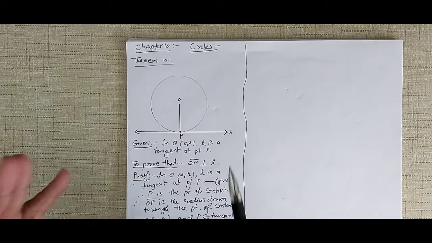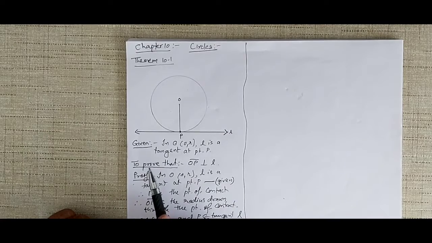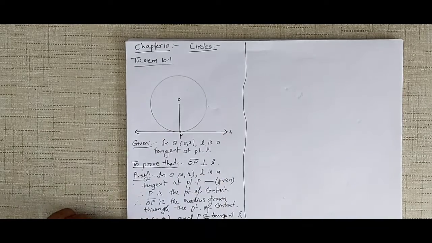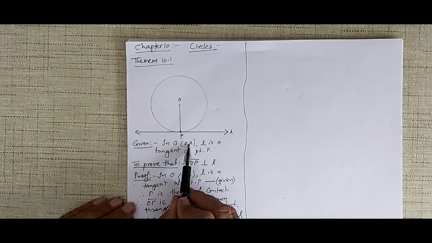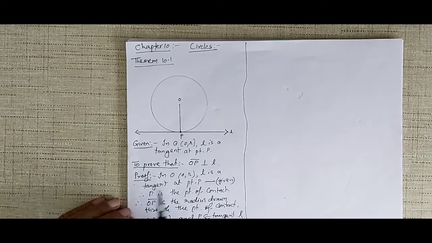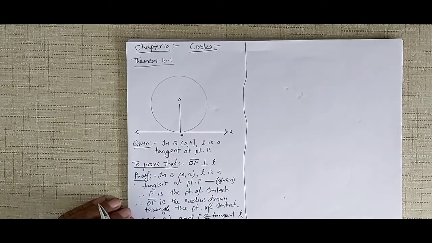Prove that the tangent to a circle is perpendicular to the radius drawn through the point of contact. We are not given that this is 90 degrees. We have to prove that it is perpendicular. So what are we given? We are given a circle with center O and radius R. Line L is a tangent to the circle at point P. To prove: the radius OP is perpendicular to the tangent L.